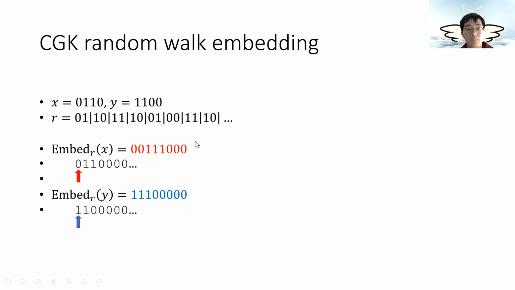Here is a concrete example. Assume x is 0, 1, 1, 0, and y is 1, 1, 0, 0. And here is the randomness tape. We will show how to embed x and y simultaneously. First, we initialize the red and blue pointers to the first character, and we output 0 and 1 because those are the characters they point to. And then, by looking at the first part of the randomness, we notice that it tells us 0 will stay and 1 will advance. So the blue pointer moves forward and the red pointer stays.